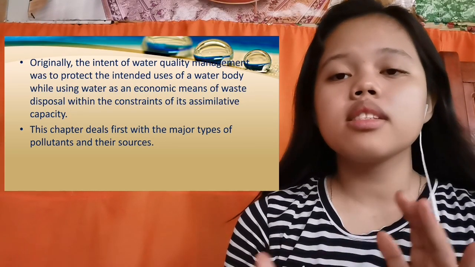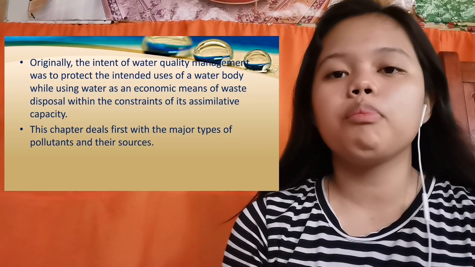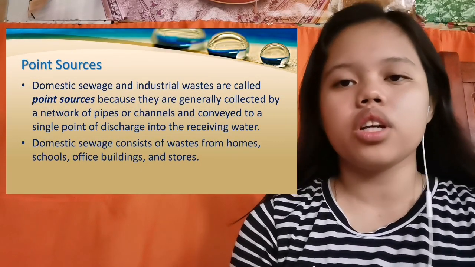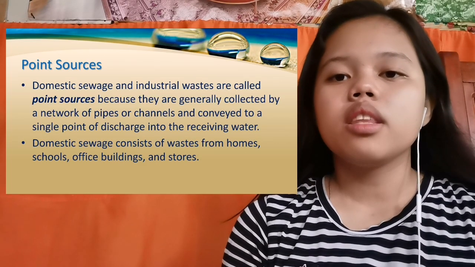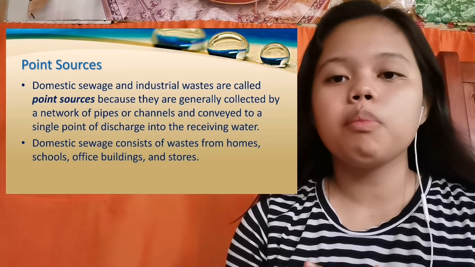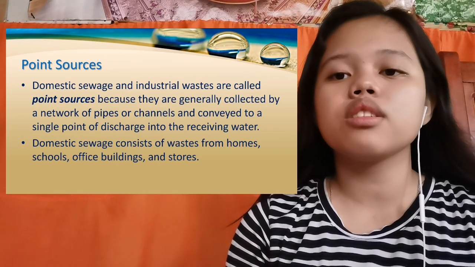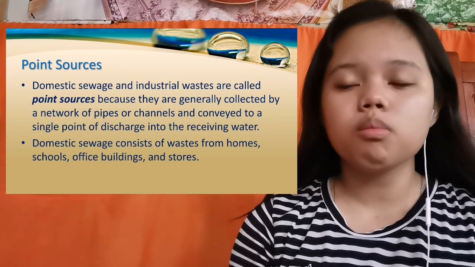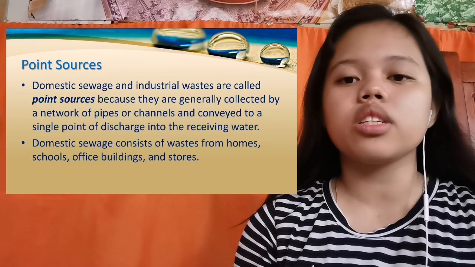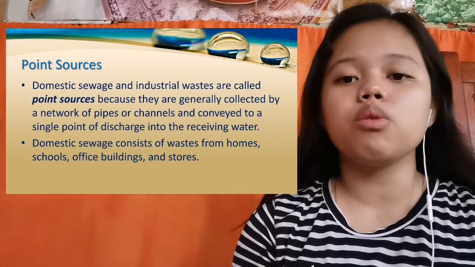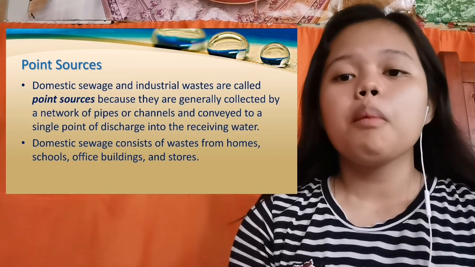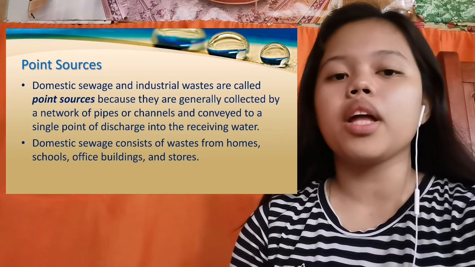Point sources. Domestic sewage and industrial waste are called point sources because they are generally collected by a network of pipes or channels and conveyed to a single point of discharge into the receiving water. The term municipal sewage is used to mean domestic sewage into which industrial wastes are also discharged. Domestic sewage consists of waste from homes, schools, office buildings, and stores. Point source pollution can be reduced or eliminated through waste minimization and proper wastewater treatment prior to discharge to a natural water body.